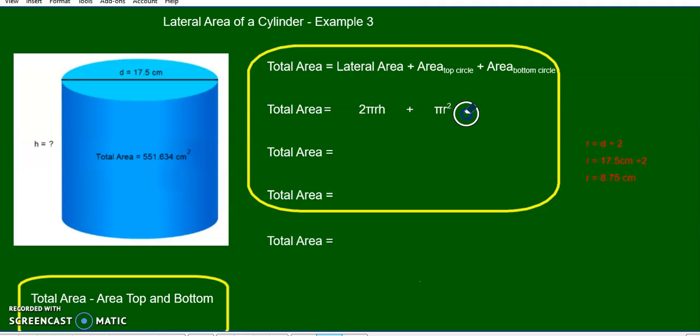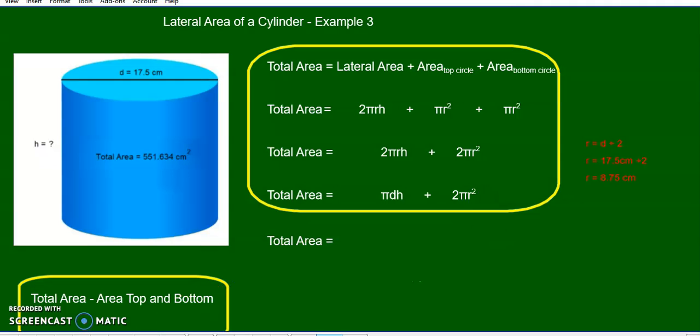And the area of the top is a circle, so it's pi r squared. And the area of the bottom is also a circle, the same circle, pi r squared. And I can simplify these two to 2 pi r squared. But notice that 2 pi r is the circumference. So another way of writing circumference is pi times diameter. So pi times diameter is circumference times the height, and that's the lateral area, plus 2 pi r squared.